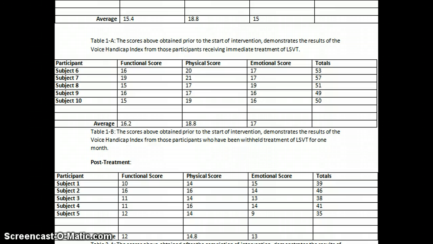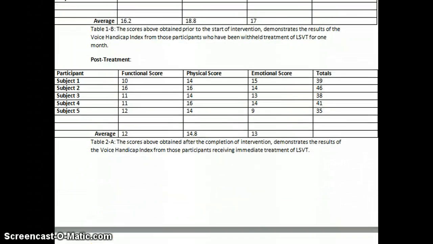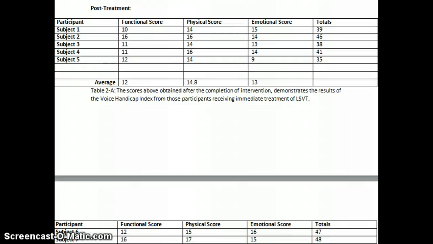So since I'm running low on time, let's get into post-treatment, and I'll just go to the total so you guys can see the difference. So this is Table 2A. The scores above obtained after the completion of intervention demonstrates the results of the Voice Handicap Index from those participants receiving immediate treatment of LSVT. So for Subject 1, they have a total of 39. 39 being mild to moderate.